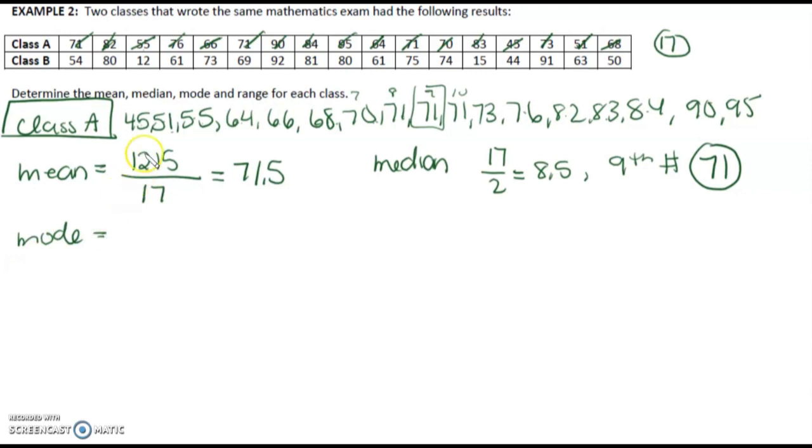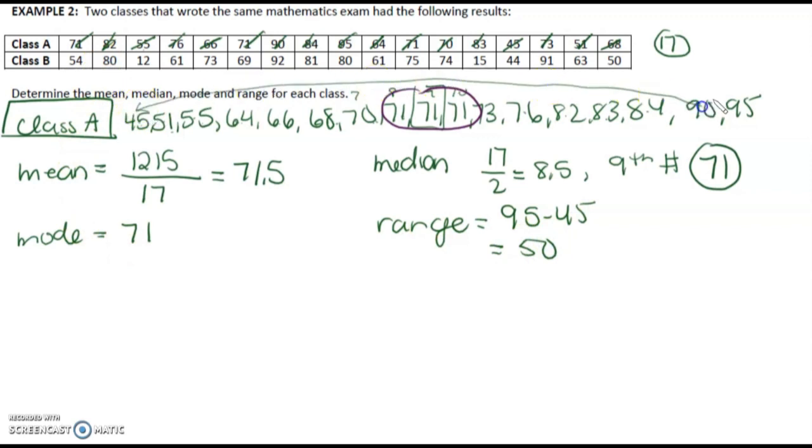Okay, the mode. When I take a look at these numbers and skim them, which ones are repeated? Well, the only one that is repeated is the 71. So the mode is also 71. Okay, and the range is going to be 95 minus 45. So the range of this data is 50. So there's 50 marks between the lowest grade and the highest grade there.